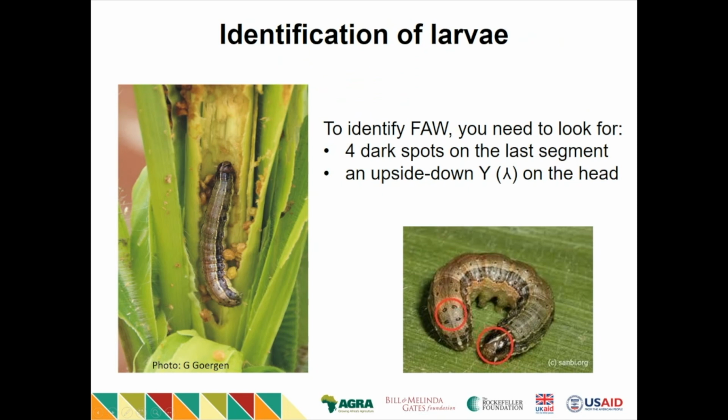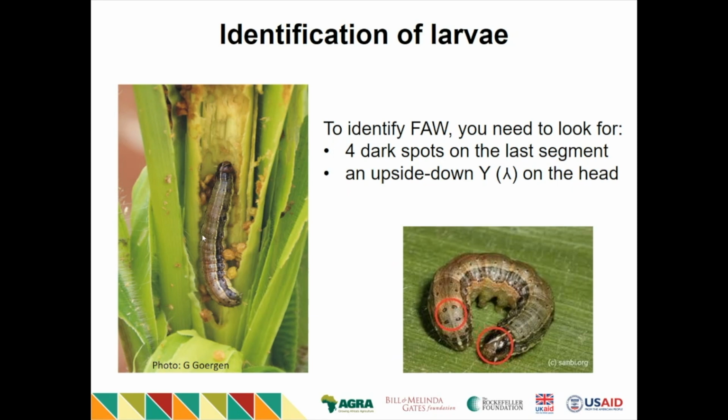So we're now going to deal with the identification of larvae, and this is very basic and relatively easy on large larvae. To identify the larvae, you have to look for 4 dark spots on the large larvae on its last segments, and an inverted Y, white colored Y on the forehead. And on the right-hand picture, you can see it easily, 4 dark spots and this white Y on the head.